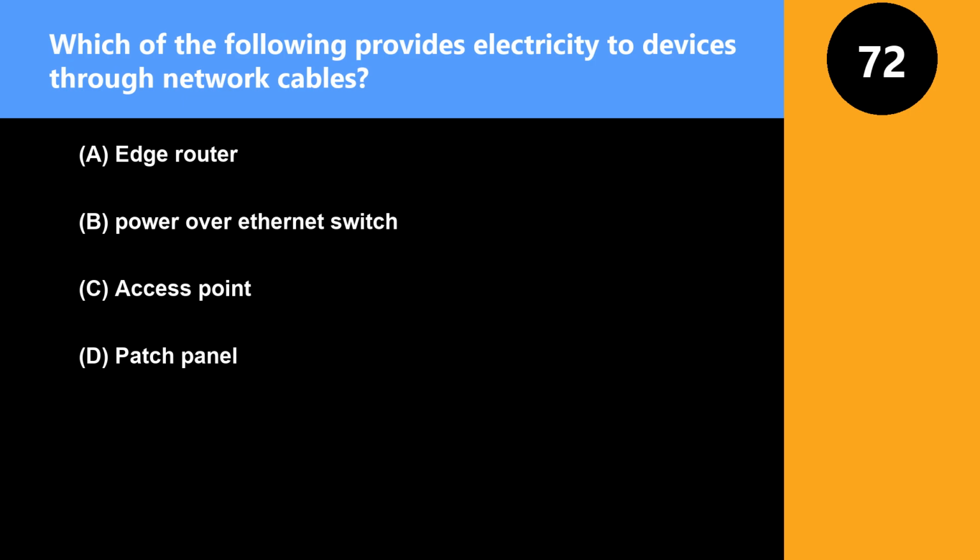Question 72. Which of the following provides electricity to devices through network cables? Option A, edge router. Option B, power over Ethernet switch. Option C, access point. Option D, patch panel. The correct answer is option B, power over Ethernet switch.